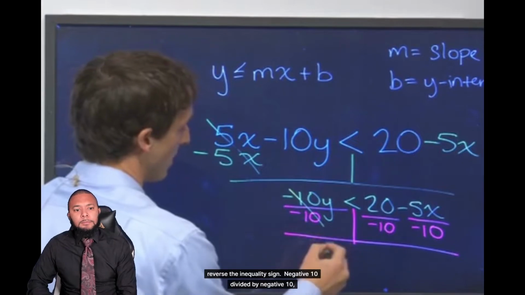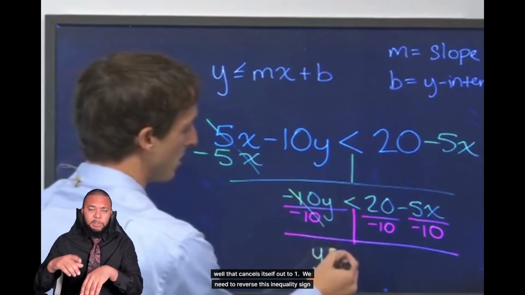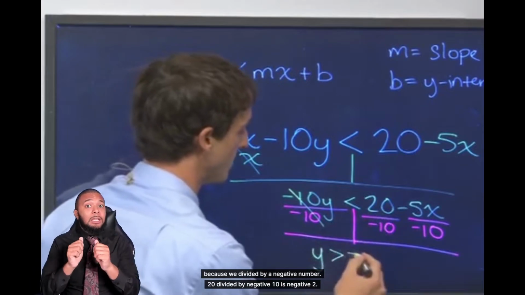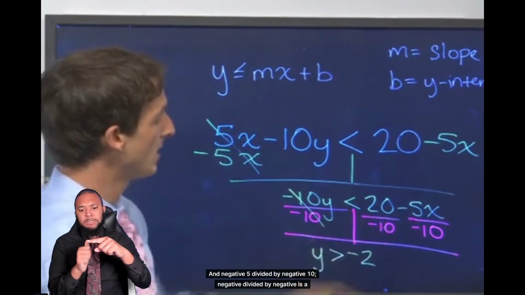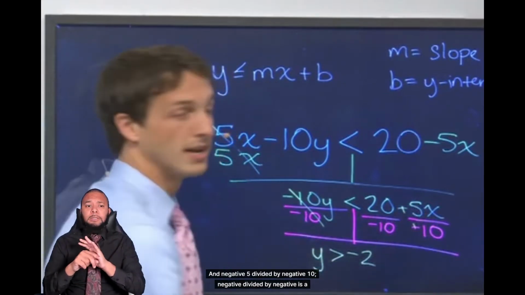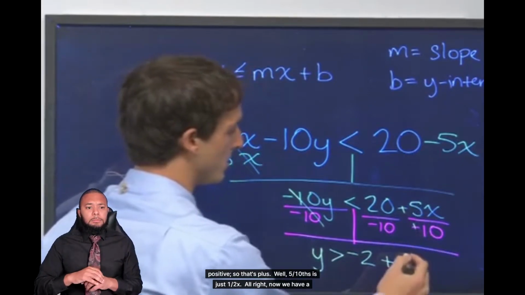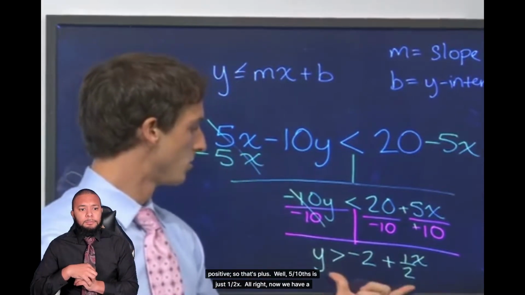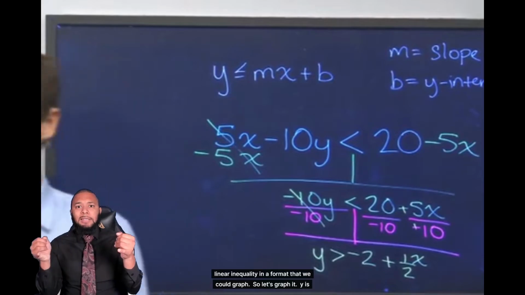Negative 10 divided by negative 10, well, that cancels itself out to 1. We need to reverse this inequality sign because we divided by a negative number. 20 divided by negative 10 is negative 2. And negative 5 divided by negative 10, negative divided by negative is a positive. So that's plus, well, 5/10 is just a half x. All right. So now we have our linear inequality in a format that we could graph. So let's graph it.